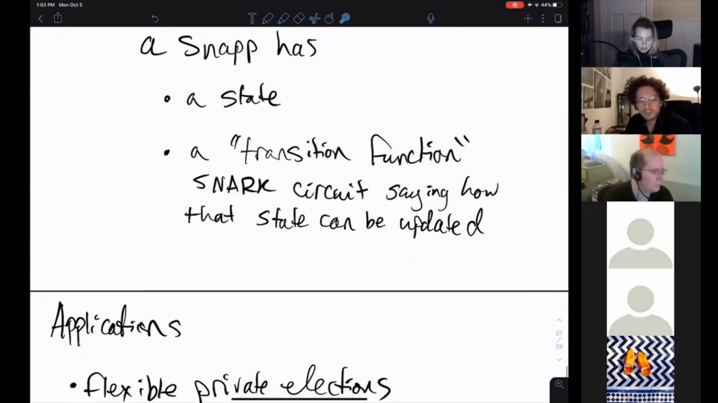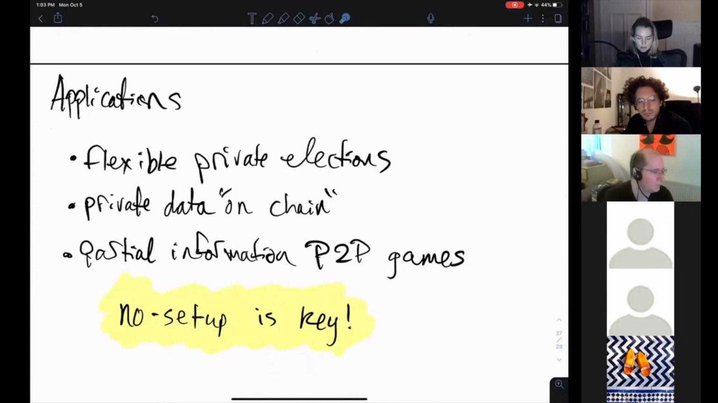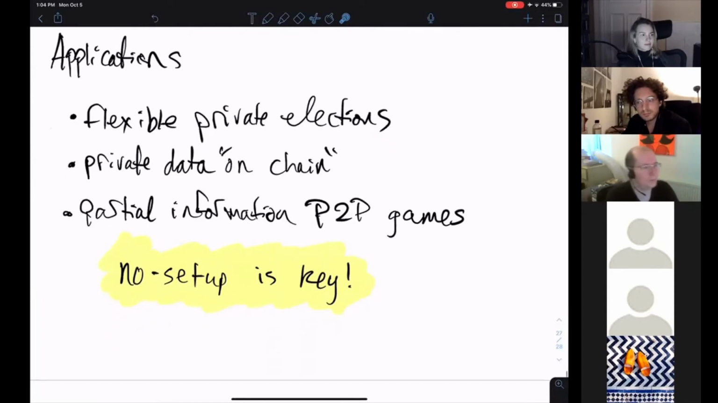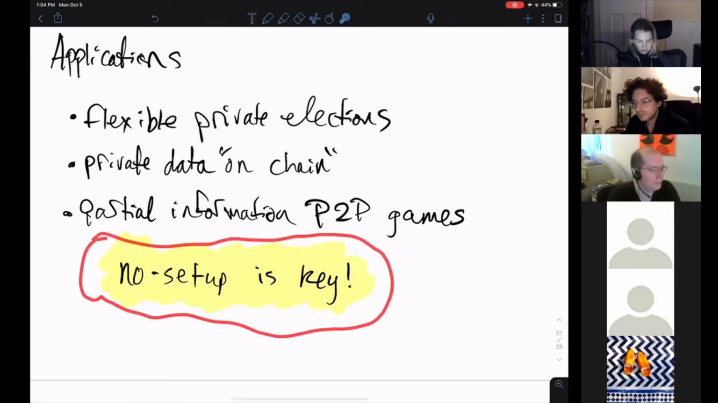There are lots of cool applications you can think about, like flexible private elections in many settings, having private computation happening, quote unquote, on chain, or at least being verified on chain. Another cool one that I'm excited for someone to build at some point is partial information peer-to-peer games, where you use SNARKs so that moves in the game reveal partial correct information to the other player. And the most important thing for all of these is having no setup, or at least having universal setup, I suppose.